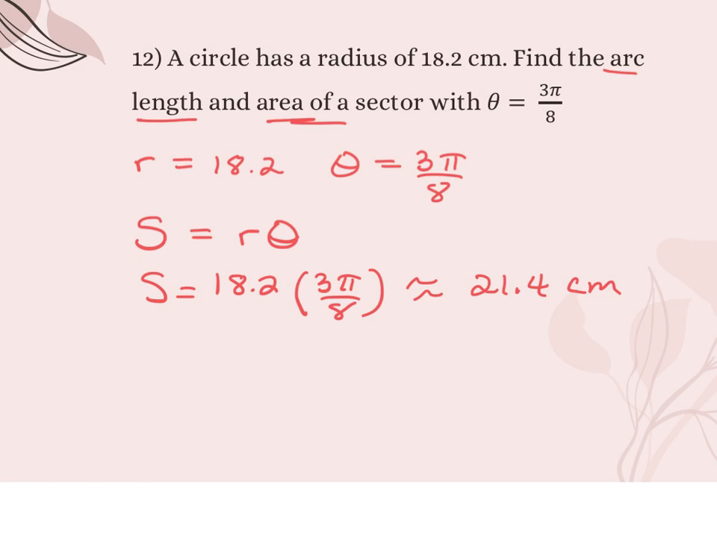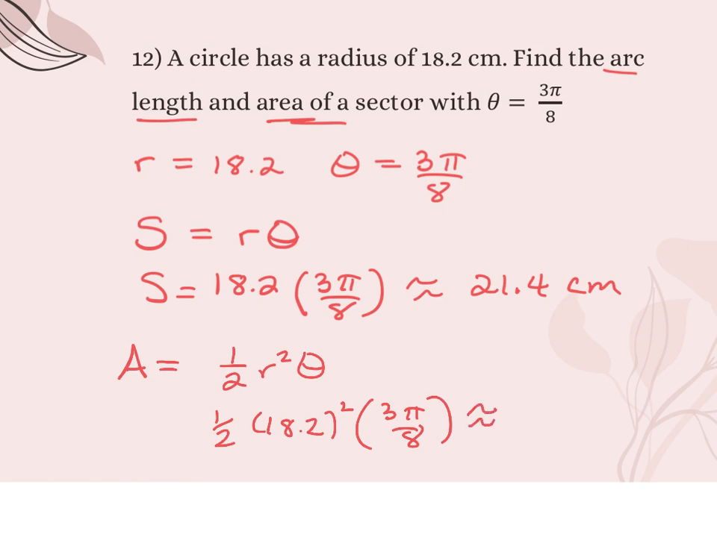Next, we'll do the area of the sector. So the arc length is like the crust of the pizza, and the area of the sector would be like the whole piece of pizza itself, the area that it covers. So again, the formula for that is 1/2 radius squared times theta. So 1/2 times 18.2 squared times theta, 3 pi over 8, is approximately equal to 195.12 centimeters squared. Let's try one more example and we're done.